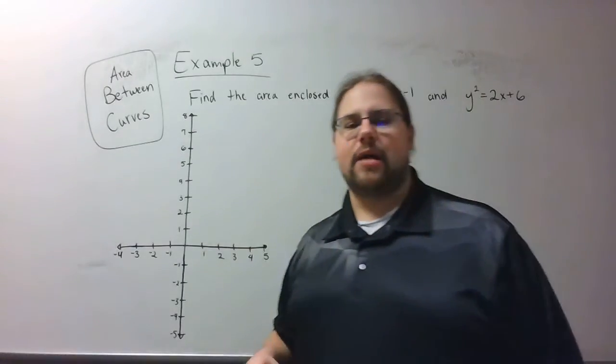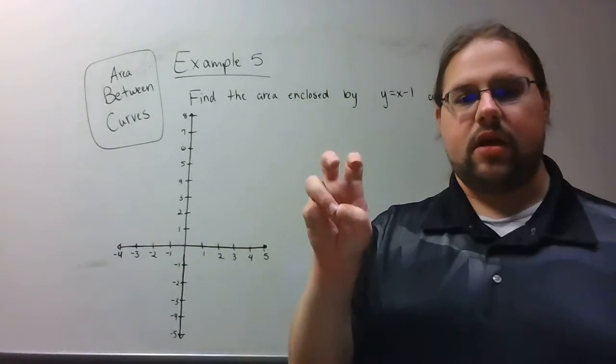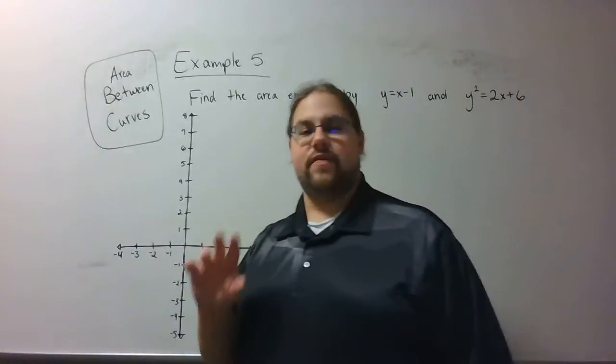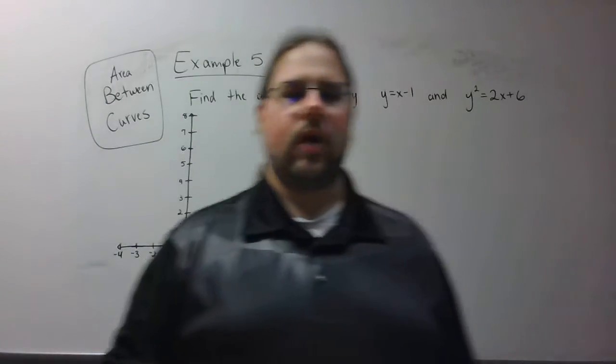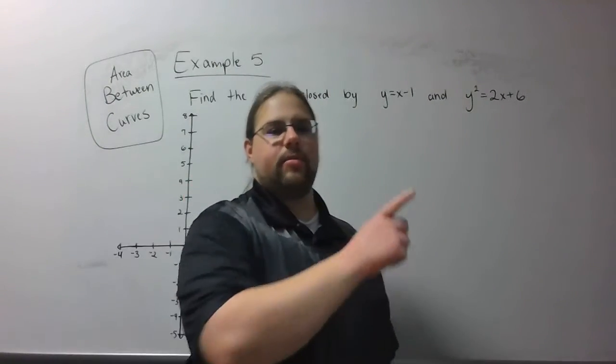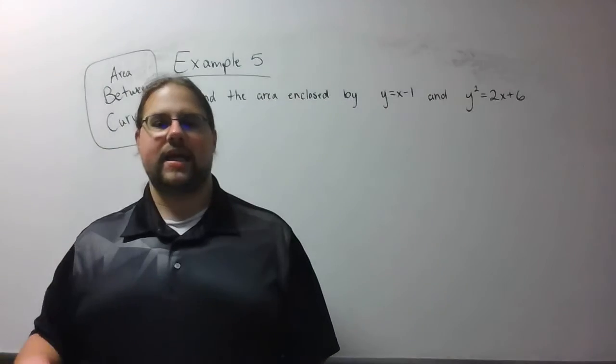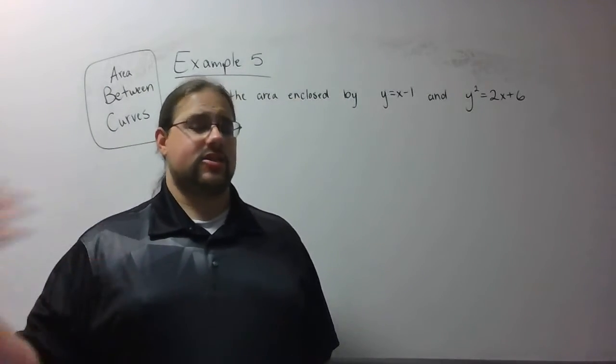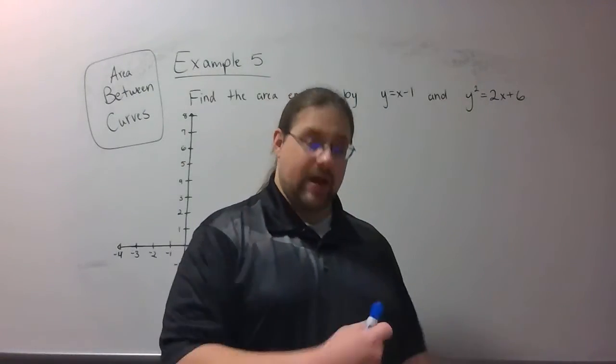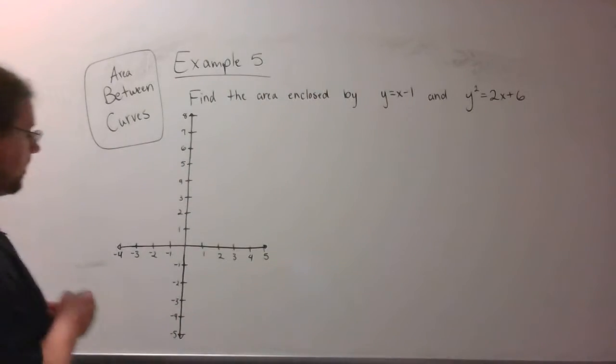Now, I'm going to make sure I mention that I'm using the word function very, very loosely in this case, and you're going to see why in just a second. So, for instance, I'm going to go ahead and do the first one, which is y equals x minus 1. That's a straight line. It's not going to be that hard to graph. I'm going to go ahead and graph it in blue. And so here I go.